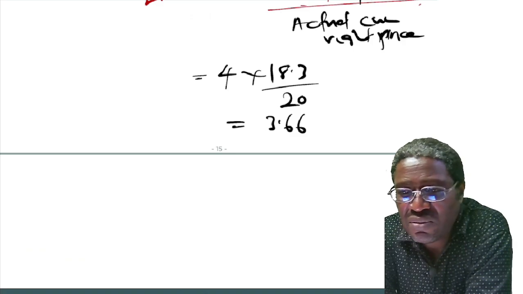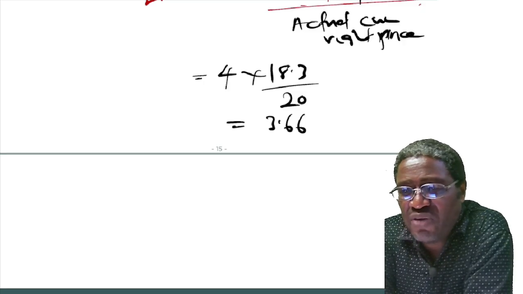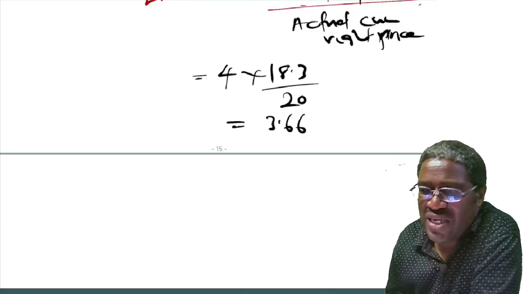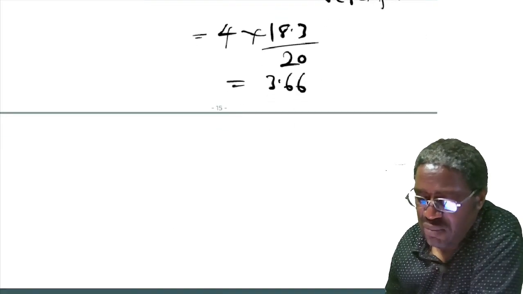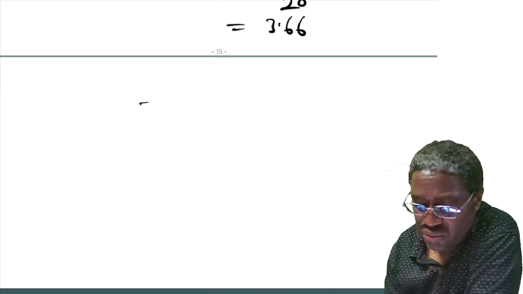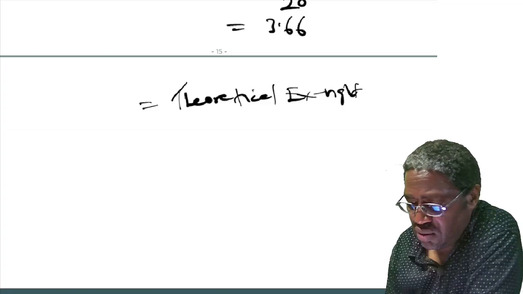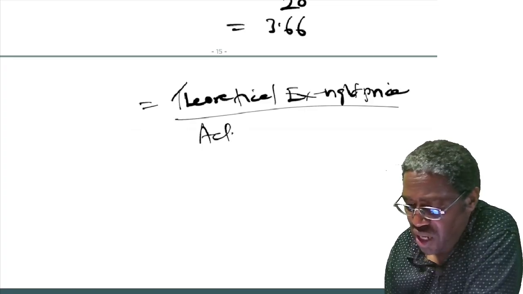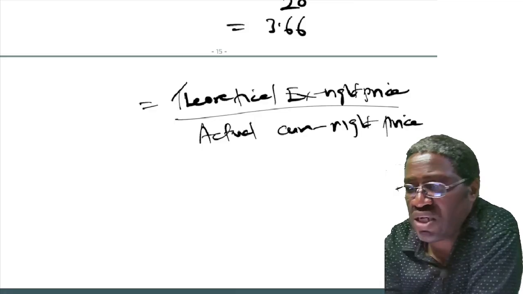Another paragraph. The EPS of the previous year should be restated by multiplying it by the following factor: theoretical X-right price divided by actual cum right price. Good. I think we are now through.